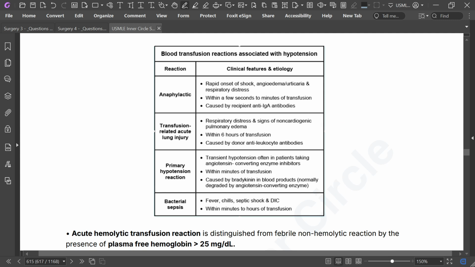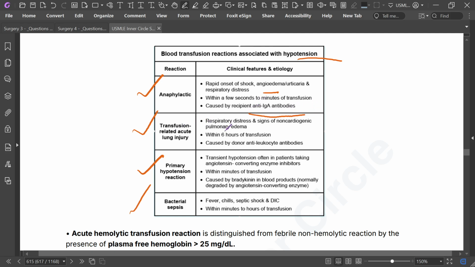Blood transfusion reactions associated with hypotension: anaphylaxis, transfusion-related acute lung injury, primary hypotension reaction, and bacterial sepsis. Anaphylaxis presents with rapid onset of shock, angioedema, urticaria, and respiratory distress within a few seconds to minutes of transfusion. It is due to the recipient's IgA antibodies.